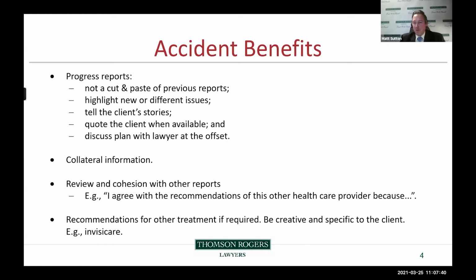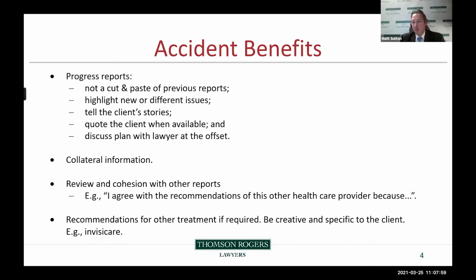Sometimes the clients don't know how bad they have it too, especially with brain injured clients and otherwise. So when you have that collateral information to rely on with memory issues and otherwise, you can have a third party explain the real difficulties and then use that in your report to show the documented needs.